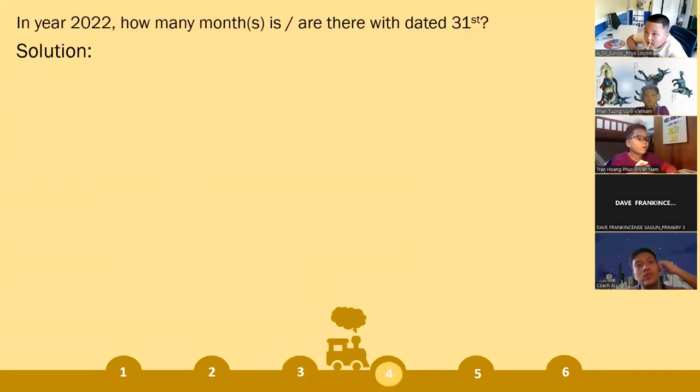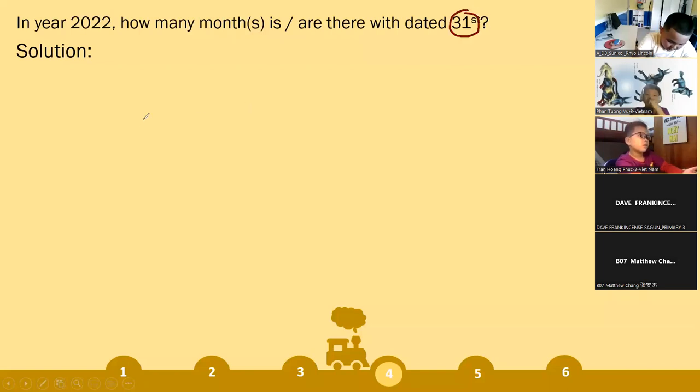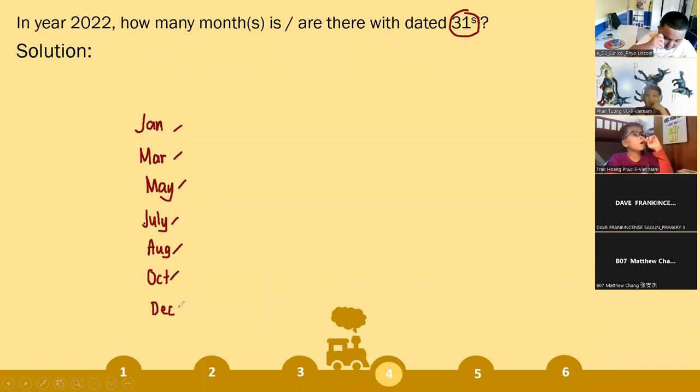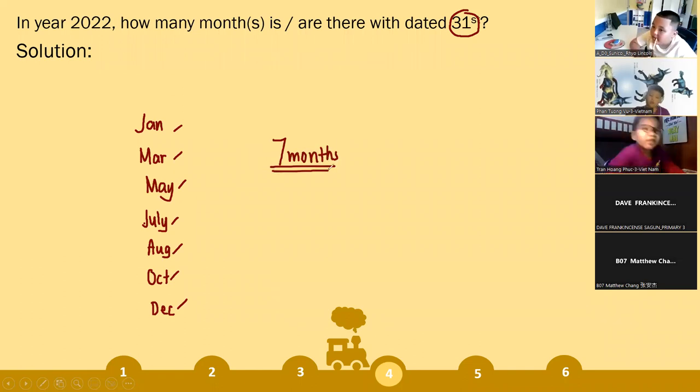In year 2022, how many months are there with the 31st? So technically, you are just asked here, how many months are there in the calendar with the date 31? 7 months. So that would be January, March, May, July, August, October, December. 1, 2, 3, 4, 5, 6, 7. So you have 7 months. Clear? This is too easy. Okay, next.